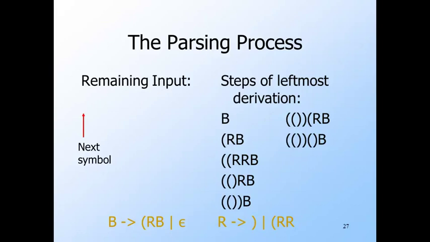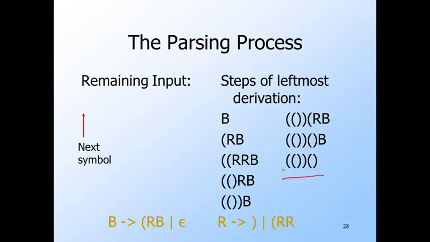Now there's no more input to match, and b must be expanded. That's b, the leftmost variable. The only choice is to use the second b production, which is that, and we effectively make the b disappear. And we're done. We have a leftmost derivation of the original input, which of course appears as the final step of the derivation.